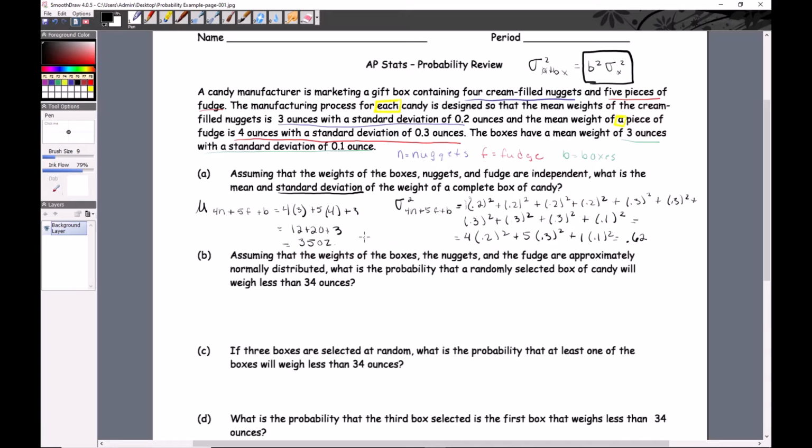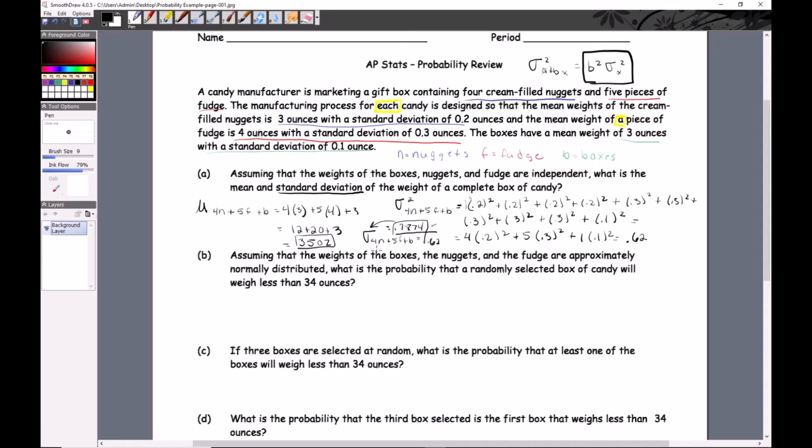In order to get the standard deviation of 4n plus 5f plus b, that's going to be the square root of 0.62. And so that'll end up being 0.7874. That is your standard deviation for the combination of all of these things. So here's your mean, and here's your standard deviation right here.